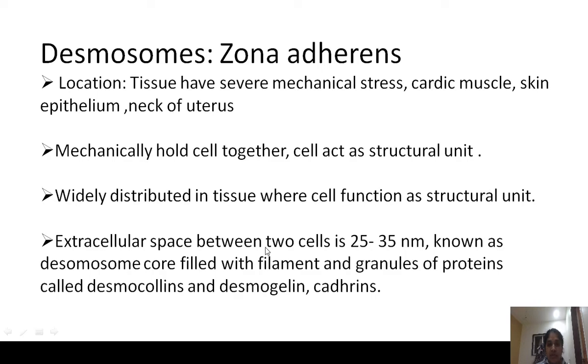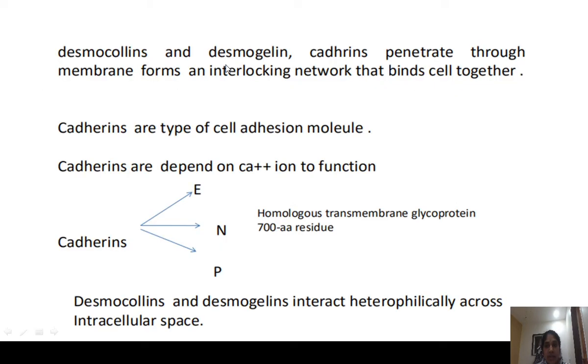The extracellular space between two cells is 25 to 35 nanometer, known as the desmosome core, which is filled with filaments and granules of proteins known as desmocollins, desmogleins and cadherins. The desmocollins, desmogleins and cadherins penetrate through the membrane and form an interlocking network that binds the cells together. These different types of proteins interlock in such a way that the cells bind together and can bear mechanical pressure.